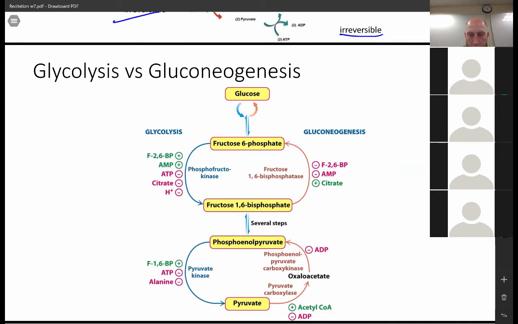Several of these are not going to be important, like citrate, that's from the TCA cycle. Alanine, we're not looking at amino acid metabolism, but it is of note that there are multiple players when it comes to the regulation of these steps. And so when we talk about the irreversibility, or when we get into molecules like fructose 2,6-bisphosphate here, we find that they help to regulate the process of either gluconeogenesis or glycolysis.